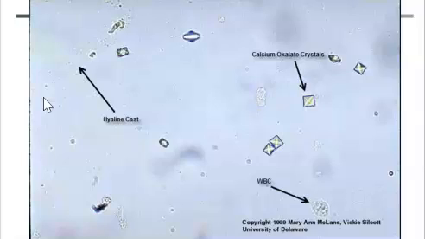Also, there are other components that we didn't mention in that previous slide. We have crystals that form in your urine. And these are showing you some calcium oxalate crystals. These look like little diamonds that can form in your urine samples. And then here is another example of a white blood cell. You have a basic round structure and it looks grainy inside.